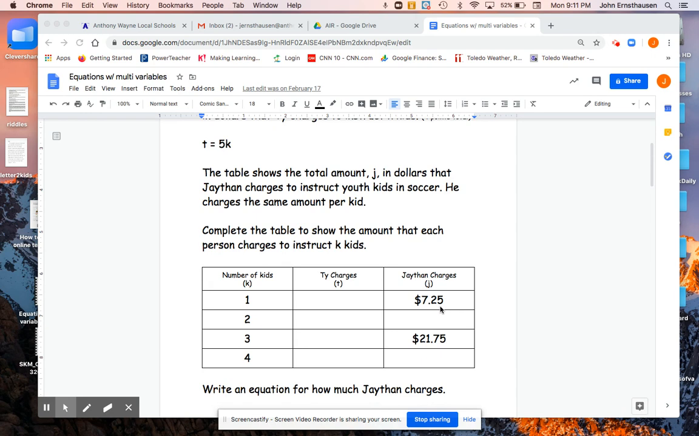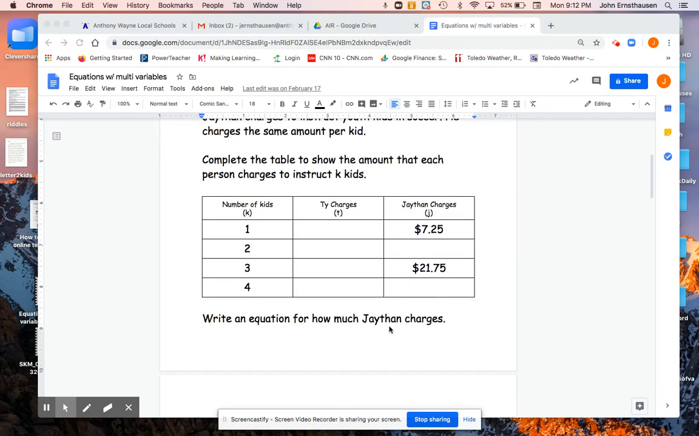Now for Jathan, some of the work's already done for you. For one kid, it's $7.25. And for three kids, it's $21.75. Now remember up here I said he charges the same amount per kid. So if he charges $7.25 for one kid, he's going to charge $7.25 and $7.25 for two kids. So basically you're doubling it. And then for three kids, you're tripling it. And then for four kids, and so forth, okay?